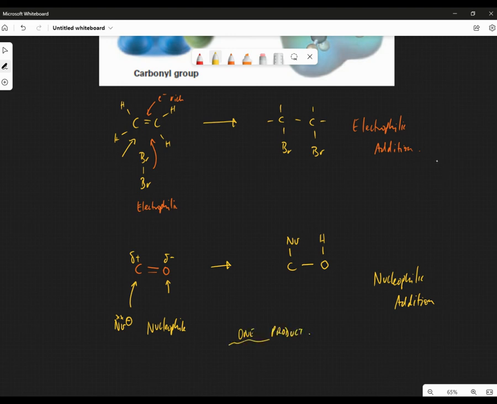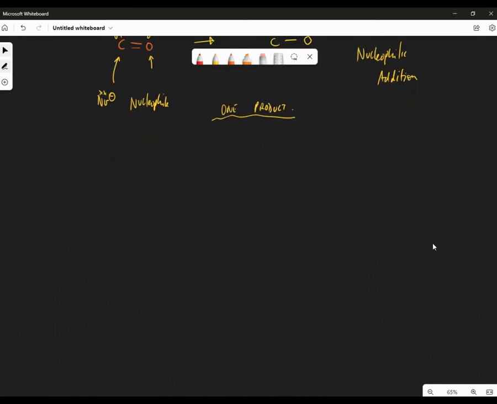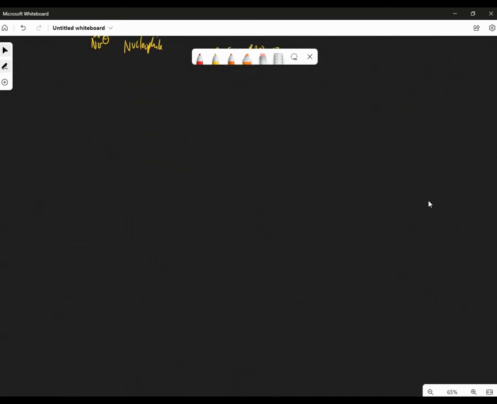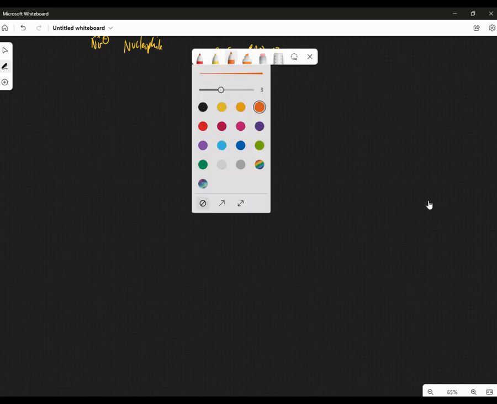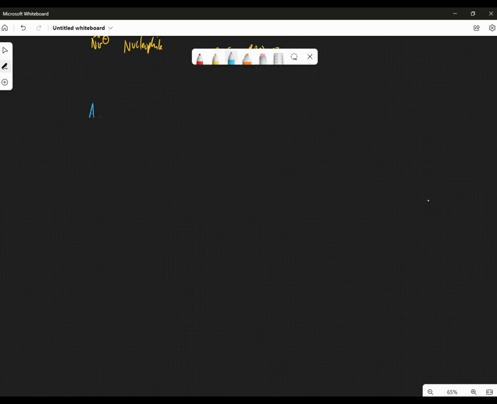Now, there's quite a lot to talk about in this nucleophilic addition, so we better get going. What we're going to do is add, I wish I could use different colours here, we're going to add HCN across the C=O.